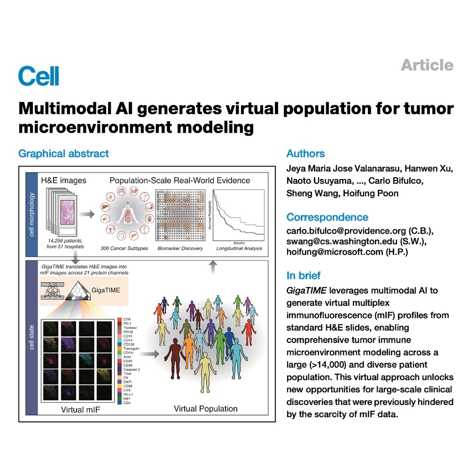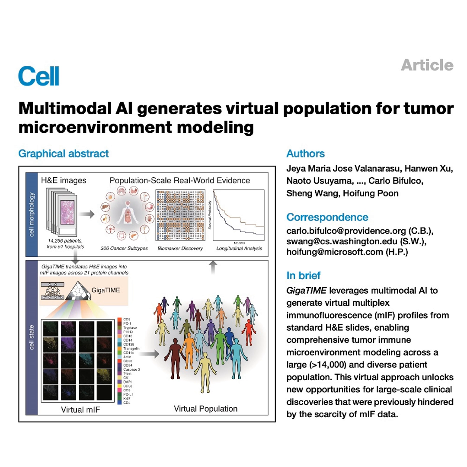And the scale of this project is what really stands out. This isn't some small pilot study. Not at all. The sources show GigaTIME was trained on a dataset of 40 million cells with perfectly paired H&E and MIF data across 21 different proteins. That's the engine. An engine that was then deployed on a massive real-world population.